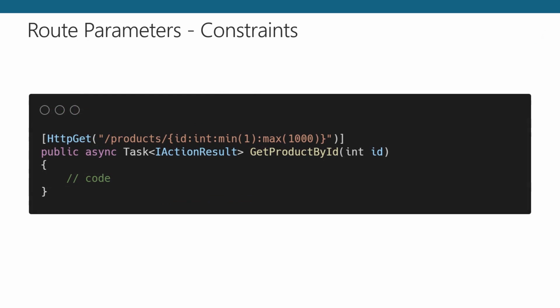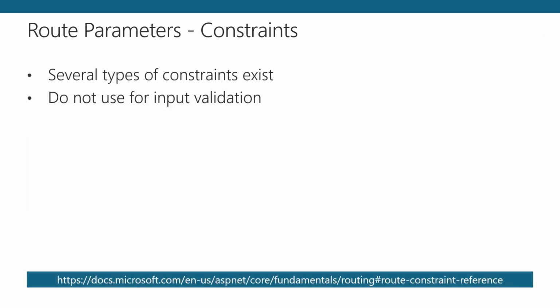And in case you're wondering, it's possible to combine constraints together. Using a colon as a delimiter, you can stack as many constraints on a route parameter as you want. This ensures that our ID is an integer and it's between the values of 1 and 1000. The URL on the screen will link you to all the possible route constraints built into ASP.NET Core.